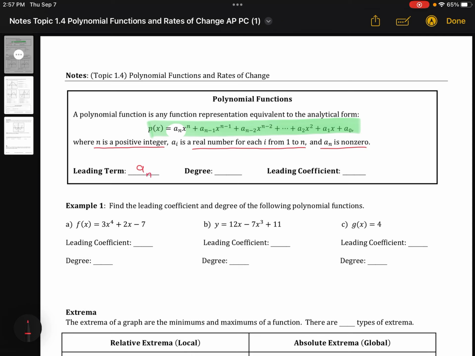The degree of this whole polynomial is the highest degree or exponent that we see. In this case, it would be n. The leading term, I messed that up, is a sub n x to the n. So it's that whole thing in front. And then the leading coefficient is just a sub n. That's how I knew I screwed that one up.